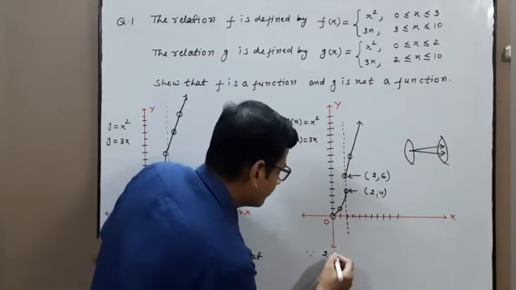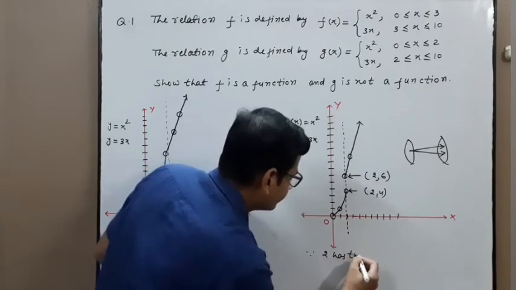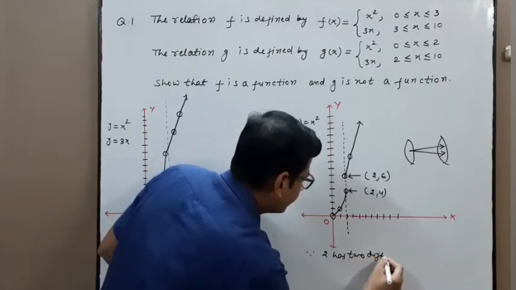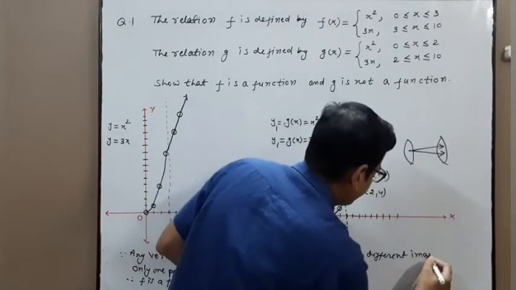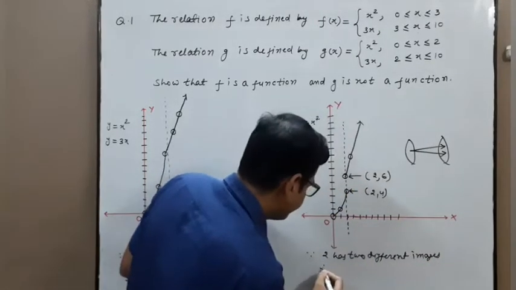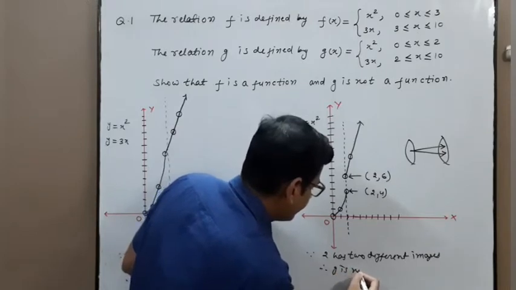Since 2 has two different images, therefore g is not a function.